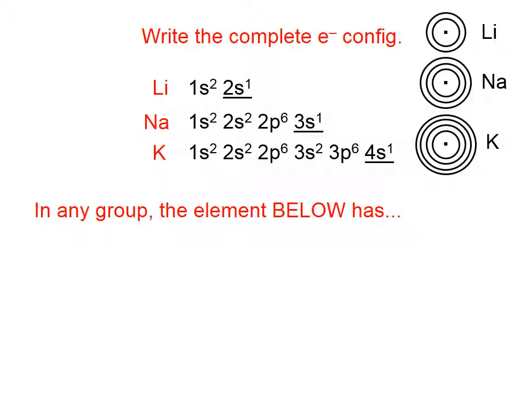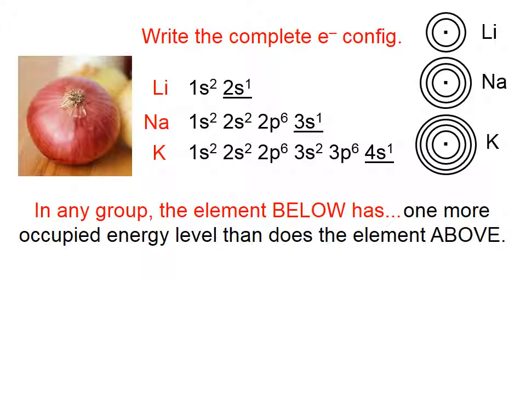And this brings us to the idea that in any group, the element below has 1 more occupied energy level than does the element above. There's a new layer of electrons every time you go down one element in any group or any family, which tells us that atoms are a lot like ogres. They have layers. Or atoms are a lot like onions. They have layers of electrons.